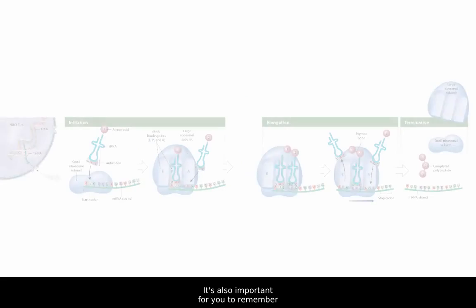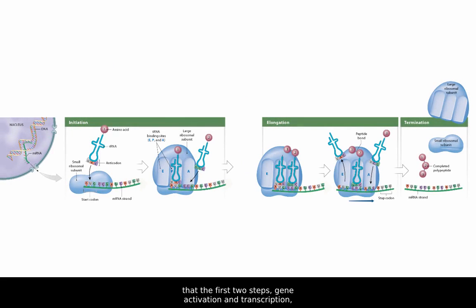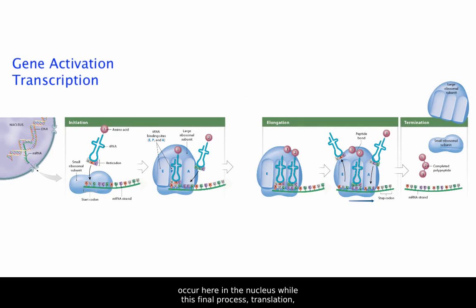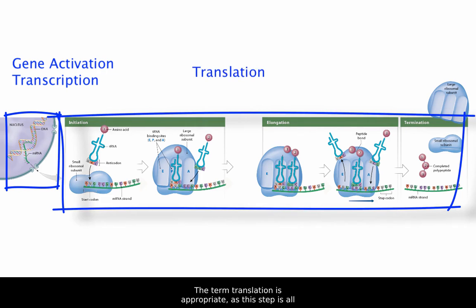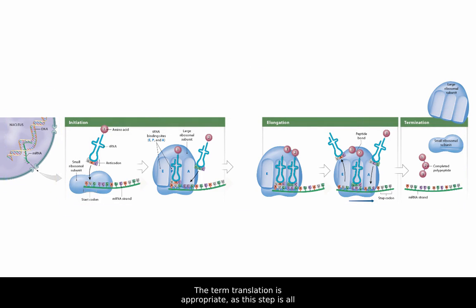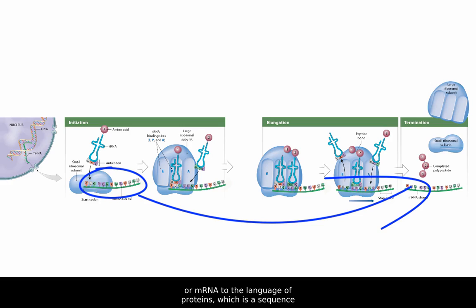It's also important for you to remember that the first two steps, gene activation and transcription, occur here in the nucleus, while this final process, translation, occurs here in the cytoplasm. The term translation is appropriate, as this step is all about translating genetic information from messenger RNA, or mRNA, to the language of proteins, which is a sequence of amino acids in a polypeptide chain. That is represented here as a series of 3 balls, each of which represents an amino acid.